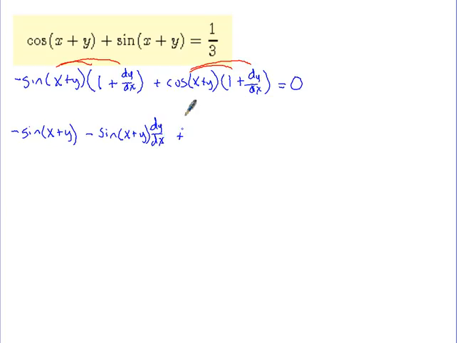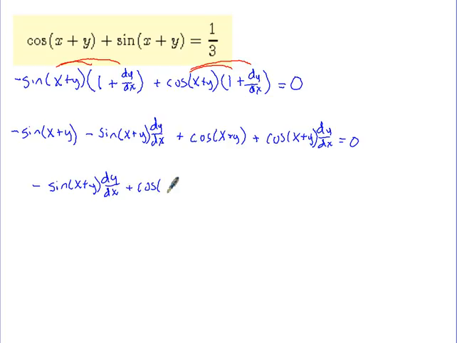Right? Same thing over here. It's cosine of (x plus y) times 1 is cosine of (x plus y), plus cosine of (x plus y) dy/dx equals 0. So, algebra problem. You want dy/dx by itself. First, get rid of everything that doesn't have a dy/dx. So in our case, we're left with negative sine of (x plus y) dy/dx plus cosine of (x plus y) dy/dx equals, I'm going to send this and this to the other side. So that would make it a positive sine of (x plus y) and a negative cosine of (x plus y).